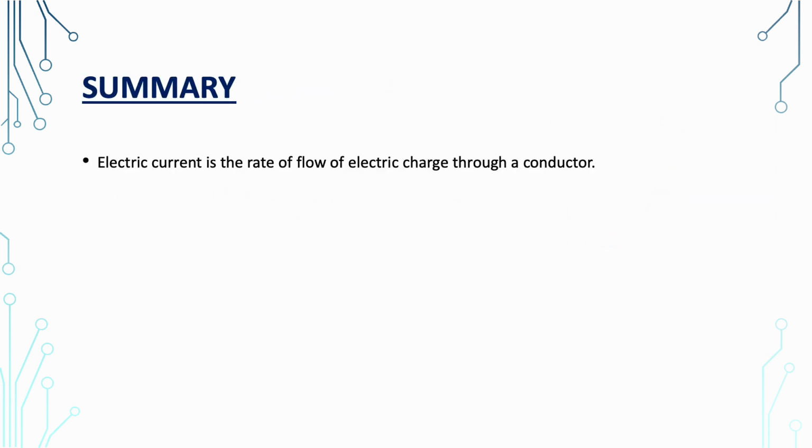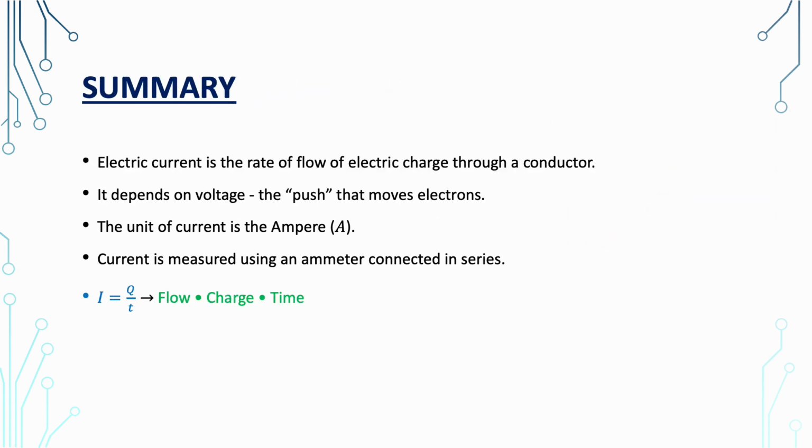To summarize, electric current is the rate of flow of charge through a conductor driven by a voltage difference. Its unit is the ampere and it's measured using an ammeter connected in series. Remember the core relationship I equals Q over T, linking flow, charge, and time.